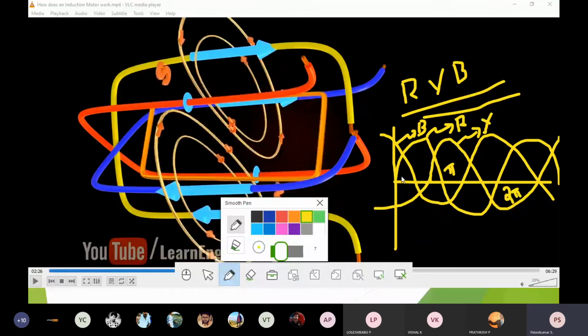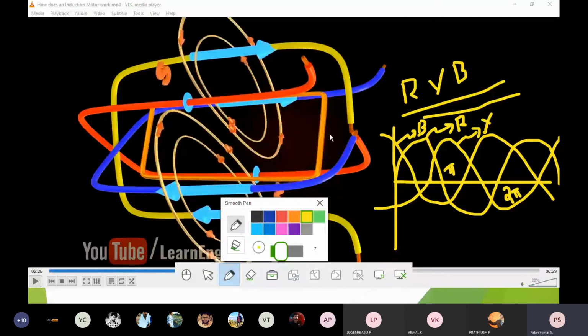It is similar to this: when one phase is zero, another phase is rising. As a result, this will be taken by this phase. When the remaining two phases are not producing any magnetic field, it will be carried by one, and in the opposite direction by the other. As a result, there will be a rotating magnetic field, fixed but with a high strength.